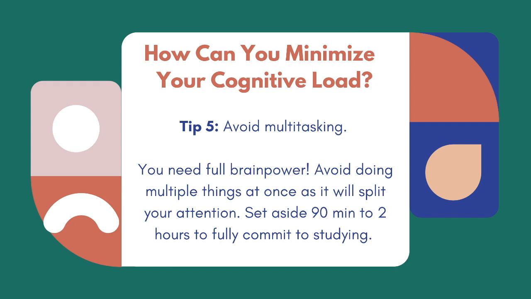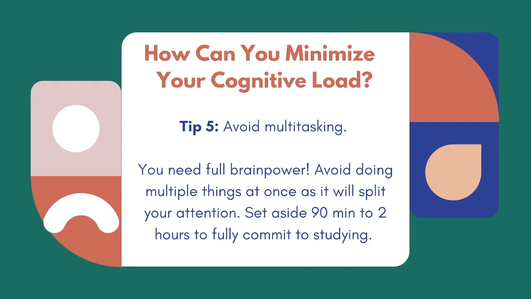So to the best of your ability, I know that life happens and things get in the way. Set aside 90 minutes to 2 hours, it could be shorter than that if that's all you have, to fully commit to studying. And that is without distractions, without multitasking. Think, that email can probably wait. Also, when you are avoiding multitasking, ask yourself, is this urgent? If it's not urgent, you don't need to worry about it until your study session is over.